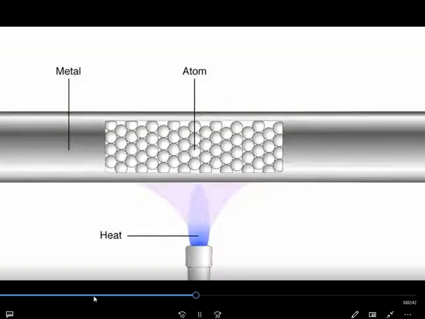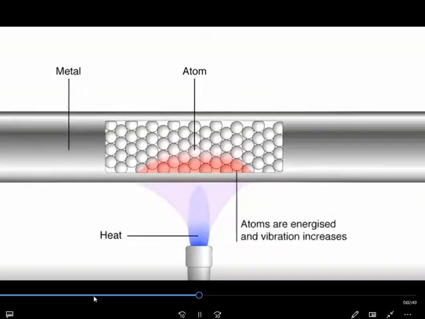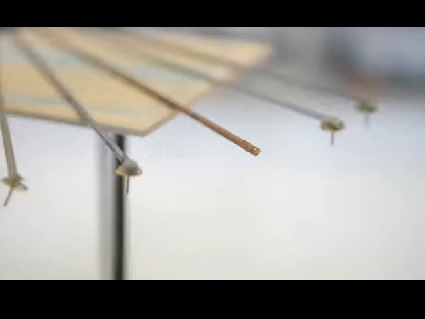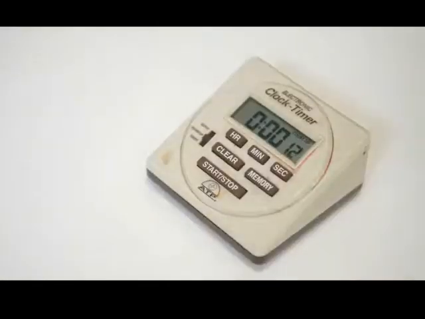So when you heat a metal, remember a metal is made up of atoms, and those atoms, when you heat them, get energized and vibration increases. The vibrations are spread through the metal, and that's how heat is able to move from one end to another end. After some time, the pins will start falling down at different rates. The moment the pin falls down, you record the time.